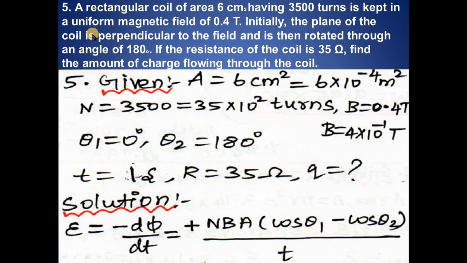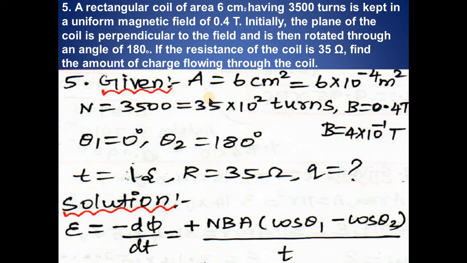The next, fifth problem. A rectangular coil of area 6 cm square having 3500 turns is kept in a uniform magnetic field of 0.4 Tesla. Initially, the plane of the coil is perpendicular to the field and is then rotated through an angle of 180 degree. If the resistance of the coil is 35 ohm, find the amount of charge flowing through the coil.